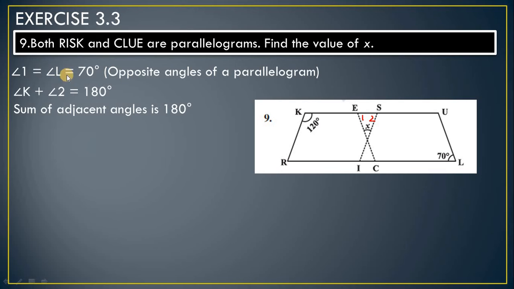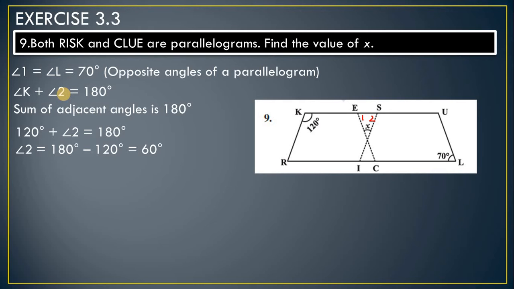In the next part, the angle of K and this angle 2 are adjacent angles, so the sum of adjacent angles is 180, because adjacent angles are supplementary. So 2 will be calculated as 180 minus 120, which is 60.